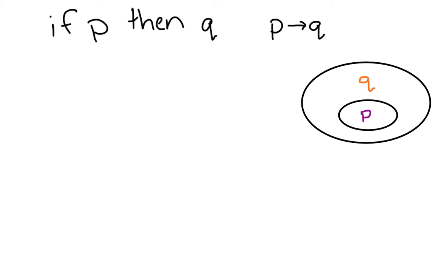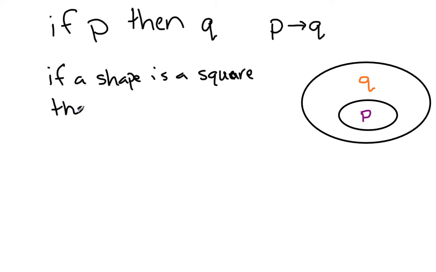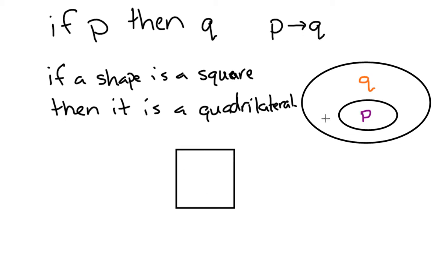If we actually put in an example here, let's say if a shape is a square, then it is a quadrilateral. And we see, is this statement true? So if your shape is a square, let's draw a square here, then is it also a quadrilateral? And you'd say yes, like it's got 4 sides.